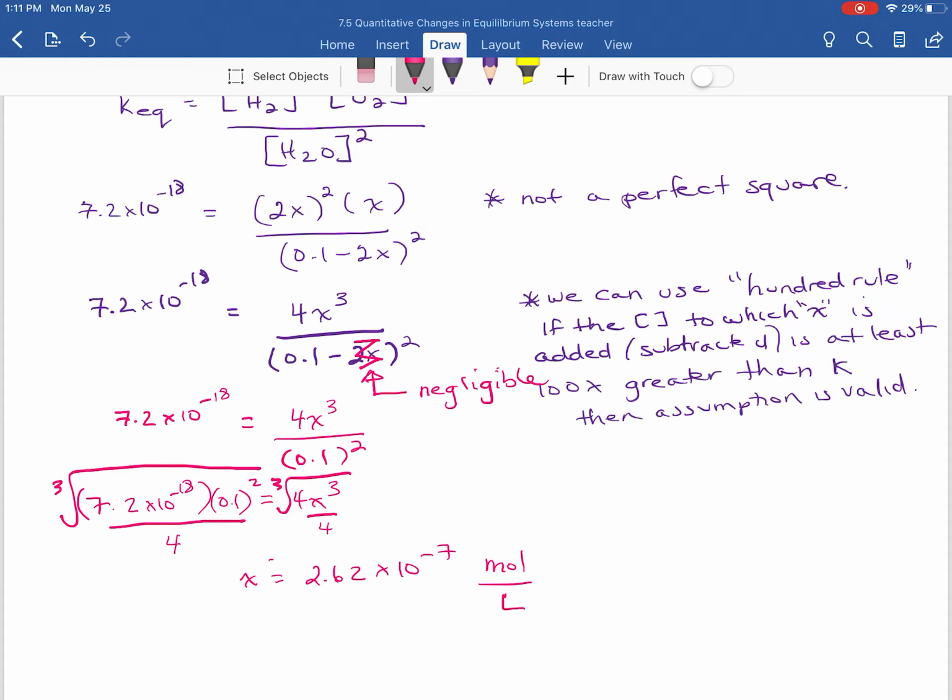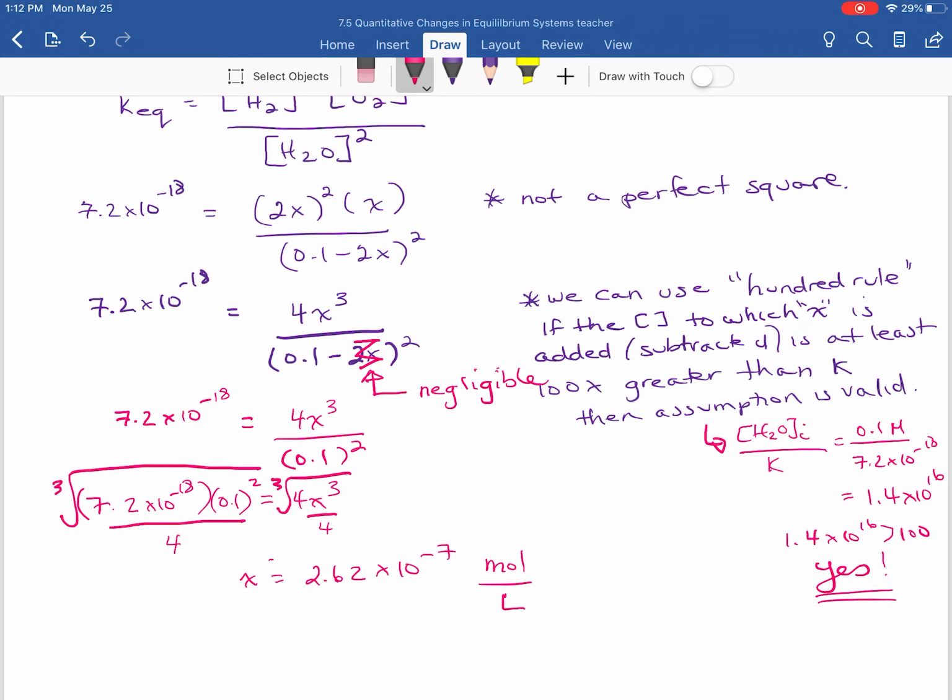Now, here's where we have to actually think about things. If we look at my assumption, if the concentration to which x is added is at least 100 times greater, what I have to do is take my initial concentration of water over K. My initial concentration was 0.1 molar over 7.2 times 10 to the negative 18. That's 1.4 times 10 to the power 16. Way bigger.